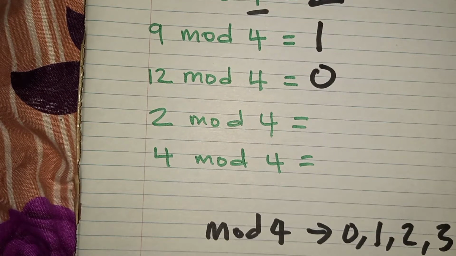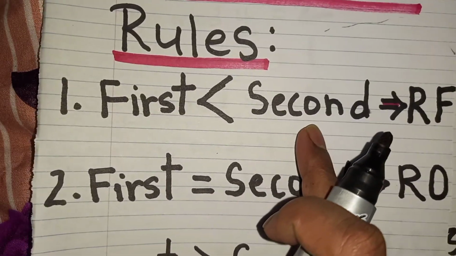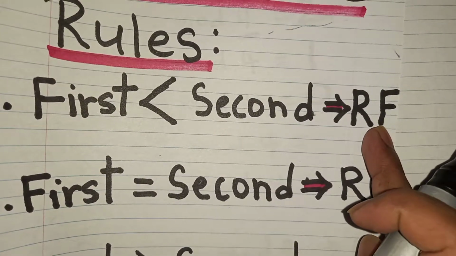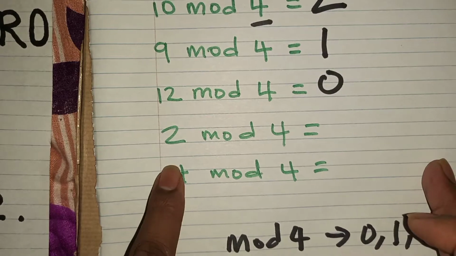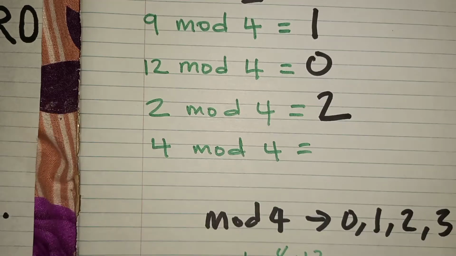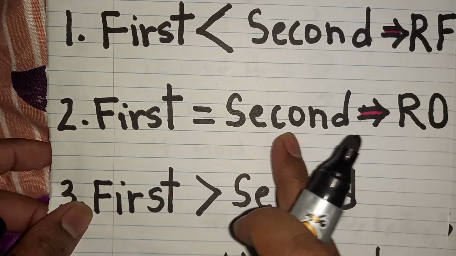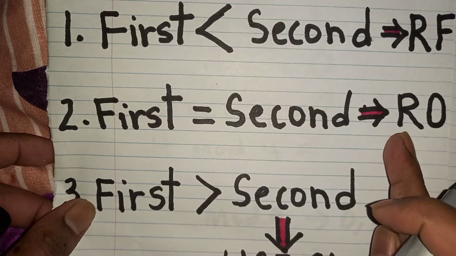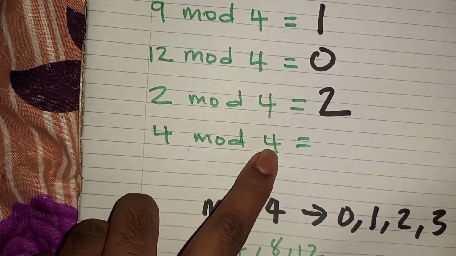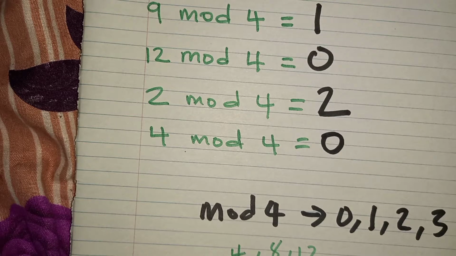Then we have 2 modulo 4. First number is less than second. 2 is less than 4, right? So the remainder is the first number, which is 2. And then 4 modulo 4, the second rule says first number is equal to the second number, the remainder is 0. So first number is equal to the second number, the remainder is 0.